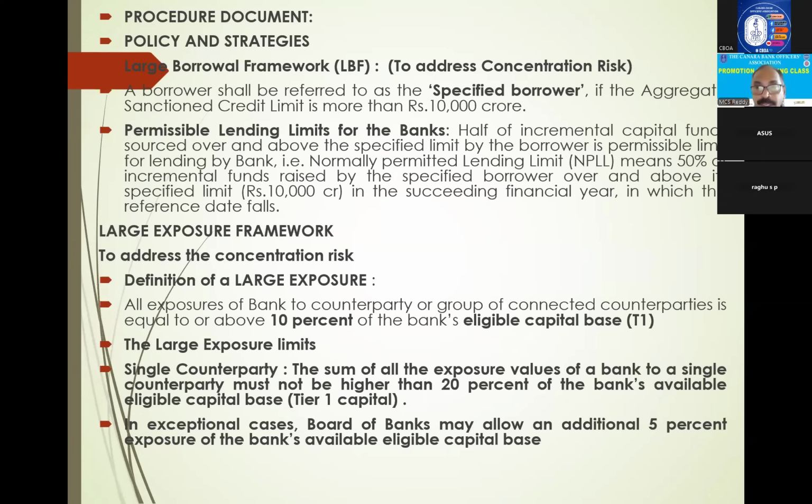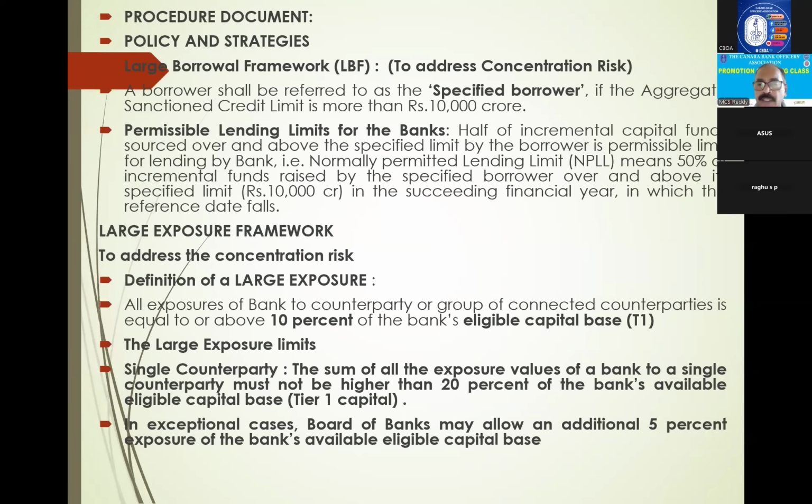And the next one, what are the limits here to such borrowers? How much maximum loan can we give? Maximum 20% of our tier 1 capital we can lend to large borrowers. This large exposure means a single borrower. To a single borrower, maximum 20% of our tier 1 capital. So if our tier 1 capital is 1 lakh crore, 20% means 20,000 crores. To any single borrower, we should not lend more than 20,000 crores. This is what single counterparty means.